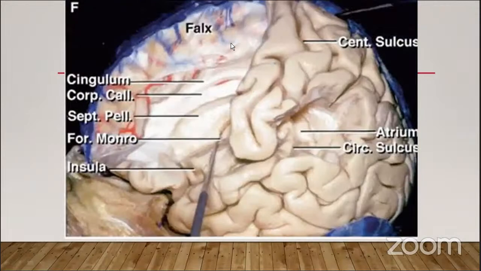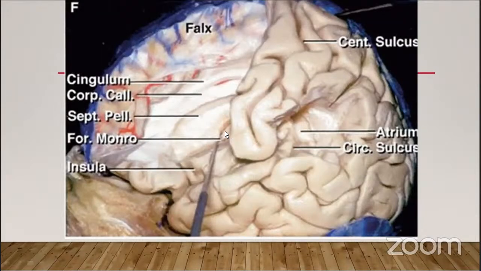Within this picture, further dissection has been done. Even the inferior frontal gyrus has been removed. The pre and post central gyrus have been left intact. And you can appreciate the ventricles and how they are related. We can see the corpus callosum. We can appreciate the septum pellucidum running in between. This is a sheet which divides the lateral ventricles.